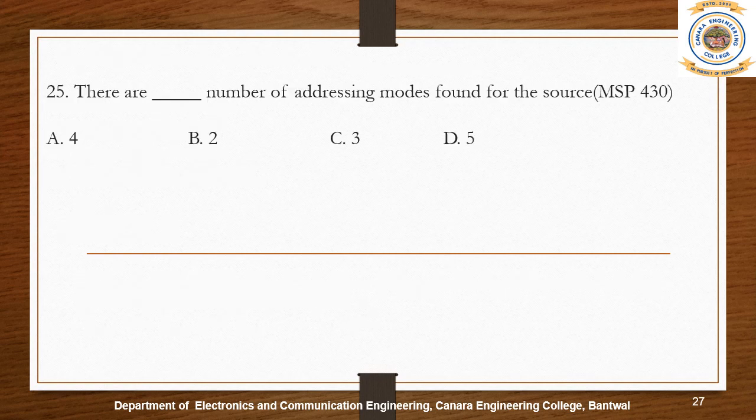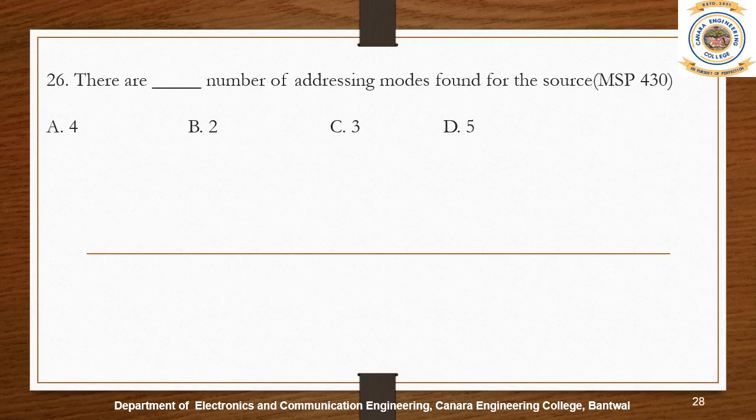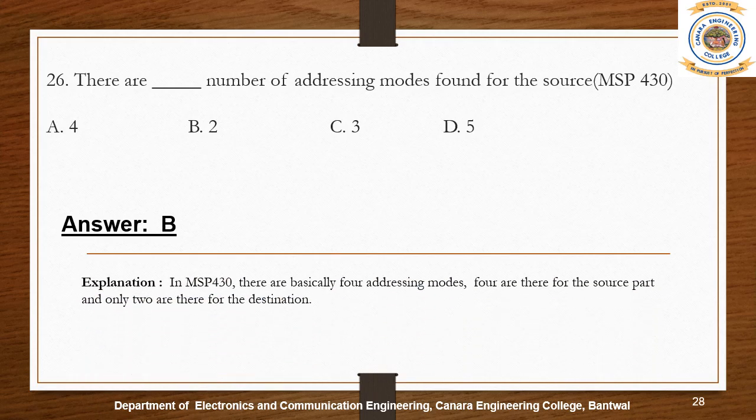In the case of MSP430, there are basically four addressing modes: immediate, direct, indirect, and the indexed addressing mode. All these four addressing modes will have a source part, whereas the destination part is only two.